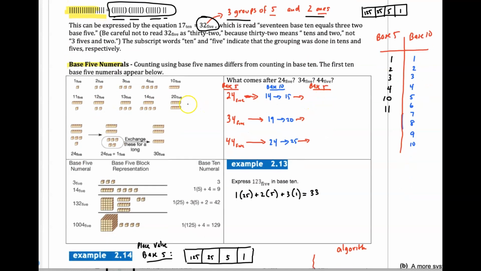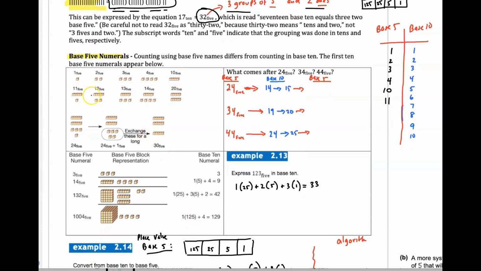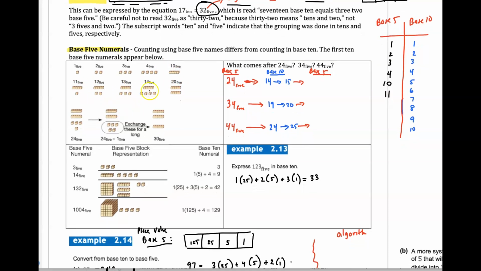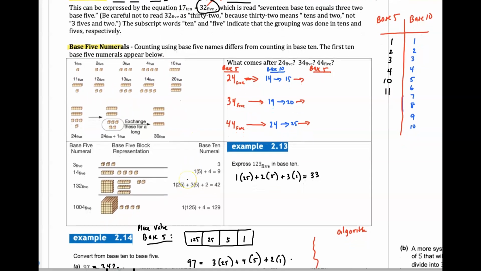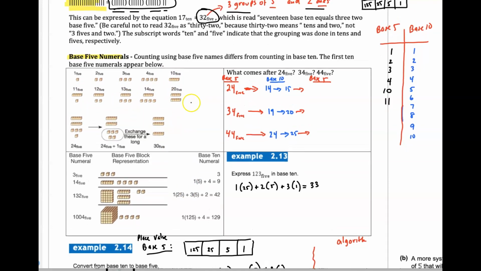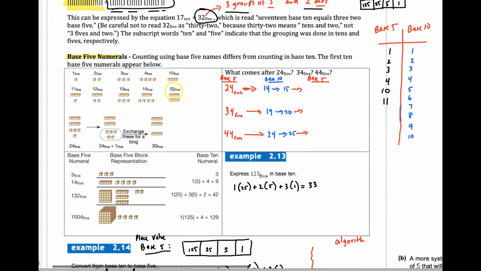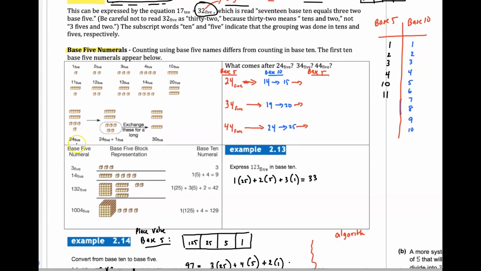When we look at these examples, you can see some base blocks. You see 1, 2, 3, 4, and then 5 is 1, 0, a group of 5. This is 6, 7, 8, 9. And then this is 10, 2 groups of 5, and that's where it's 2, 0. 24 in base 5 is equal to 14, and so you can see where that would be.